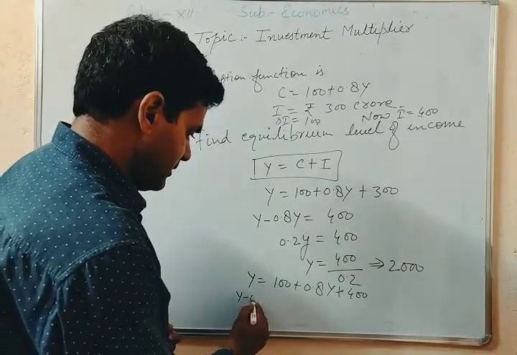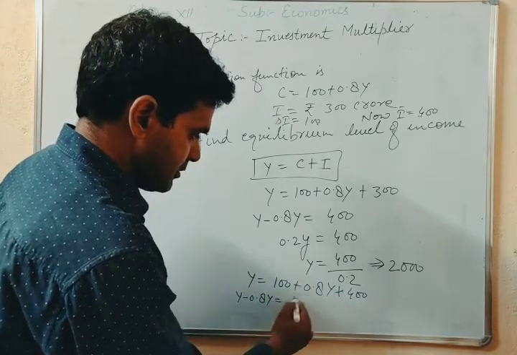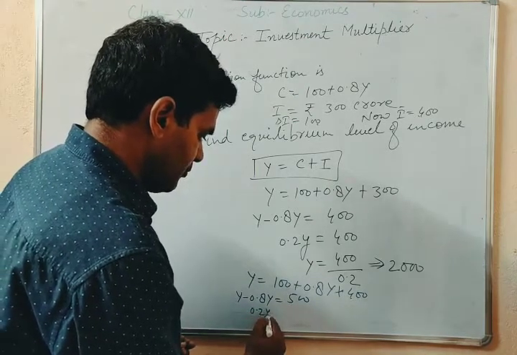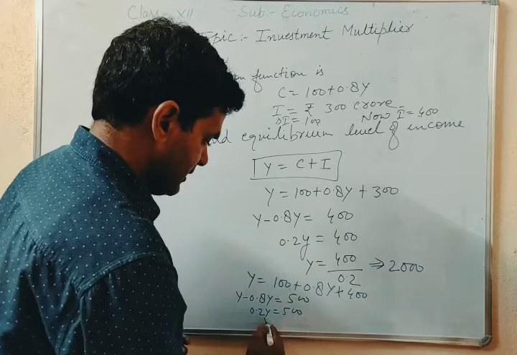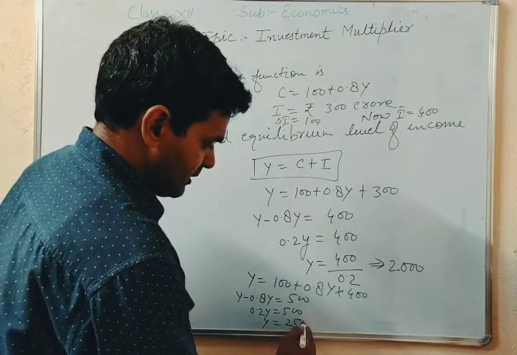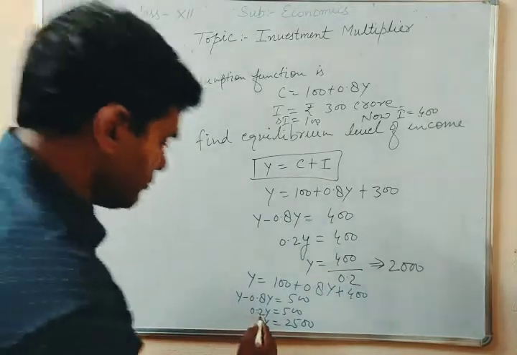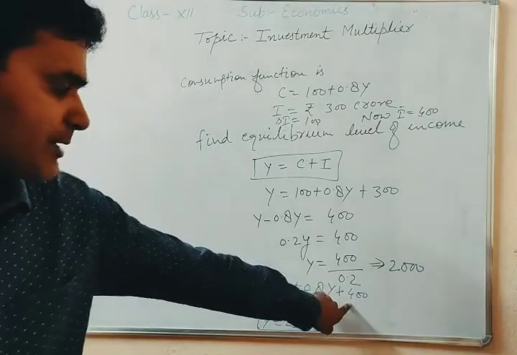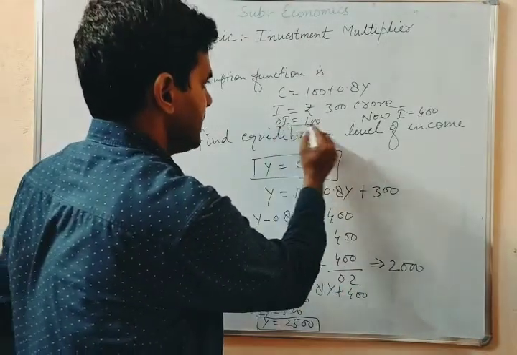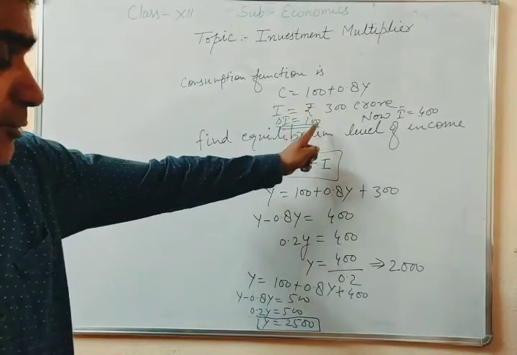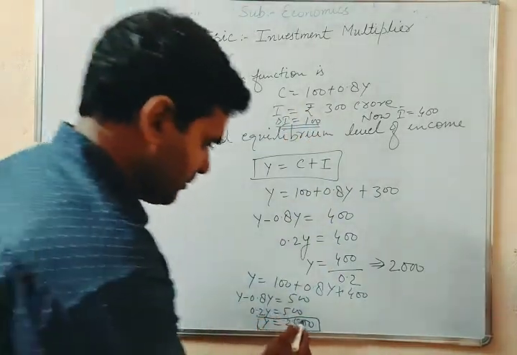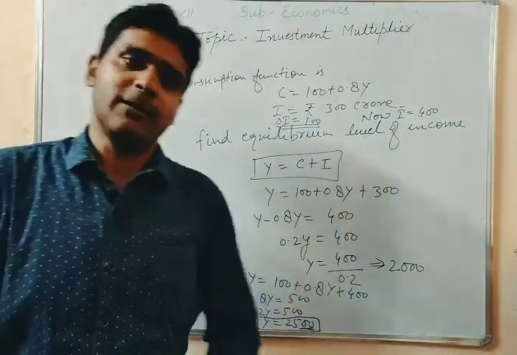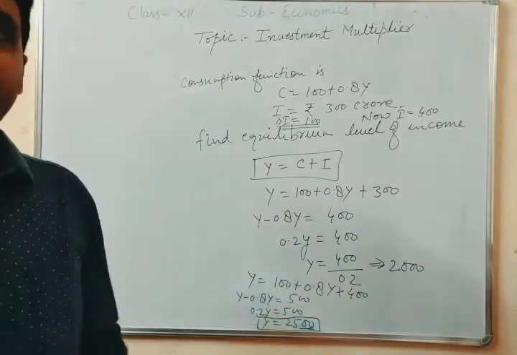So then y minus 0.8y is equal to 500, 0.2y is equal to 500, and y is equal to 2500. Now you see the difference. When investment becomes 400, it means it has changed by 100 only, and it will lead to a change in the level of income and output by 500. This is due to the investment multiplier, or the multiplier effect.